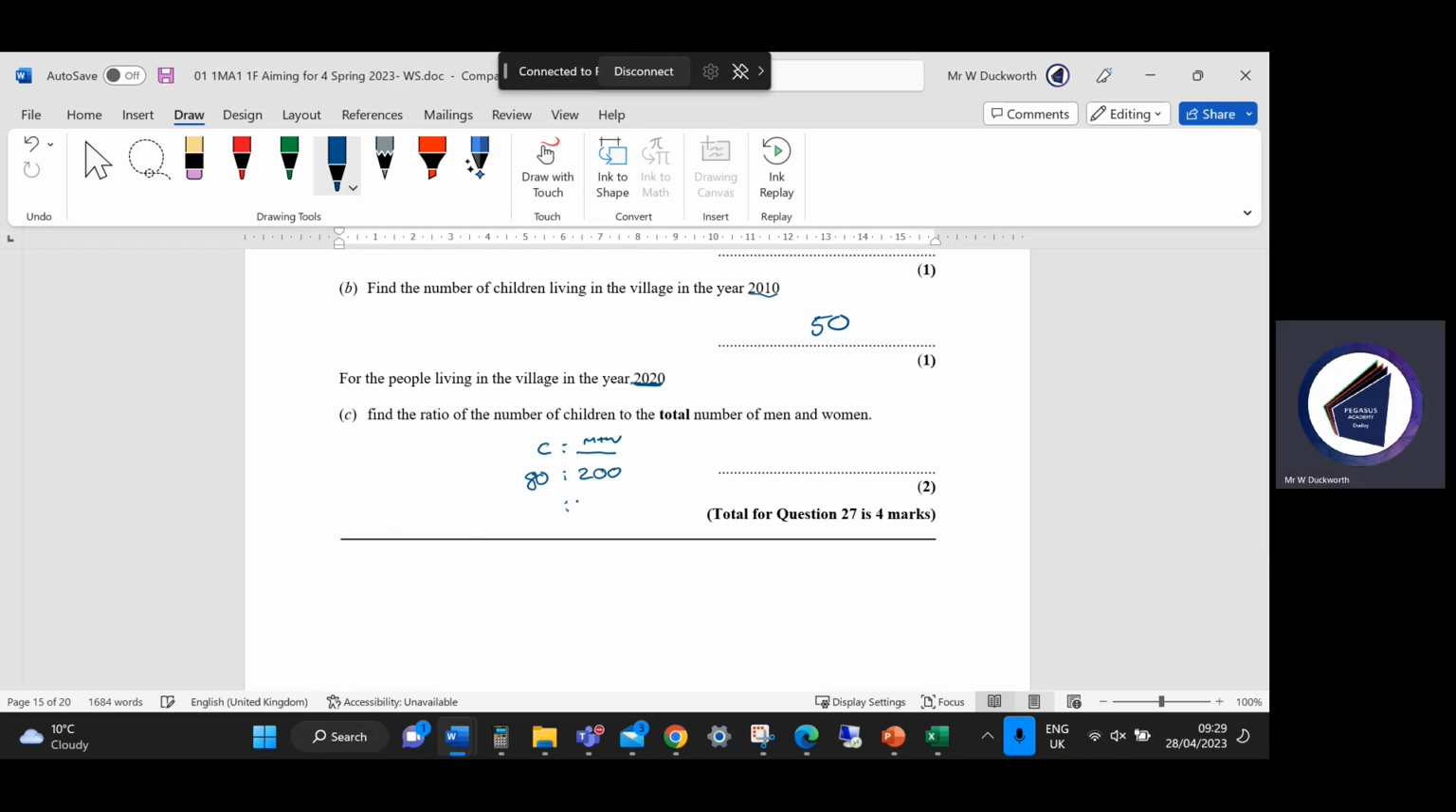Let me simplify it down a little bit better. 8 to 20, which is going to be 4's going to both of those numbers, 2 to 5. Yeah, so 2 to 5 would be my simplified ratio, but it doesn't really ask for it. Right.